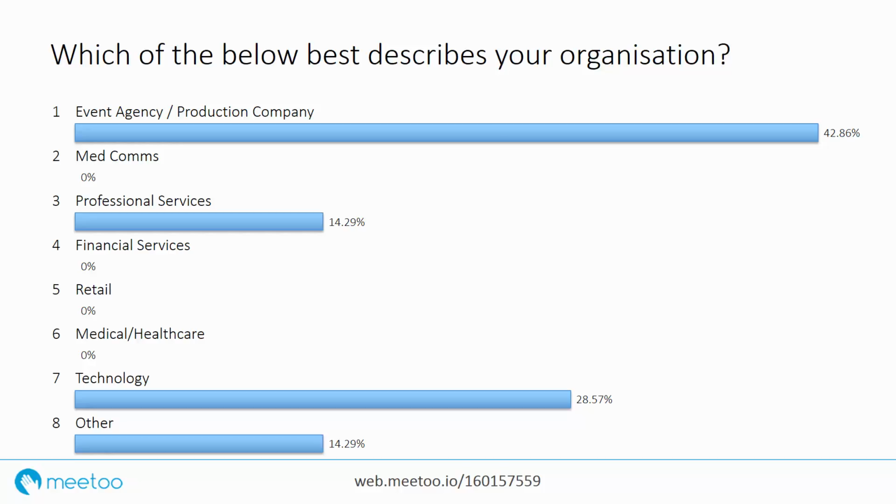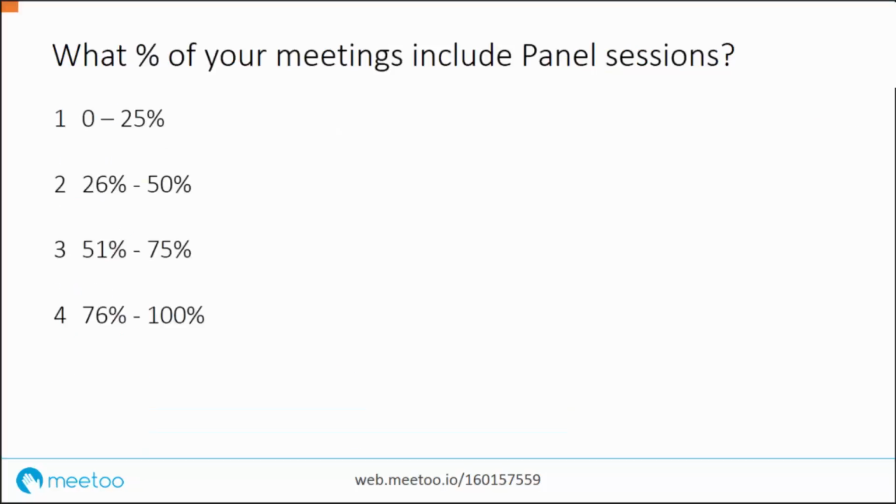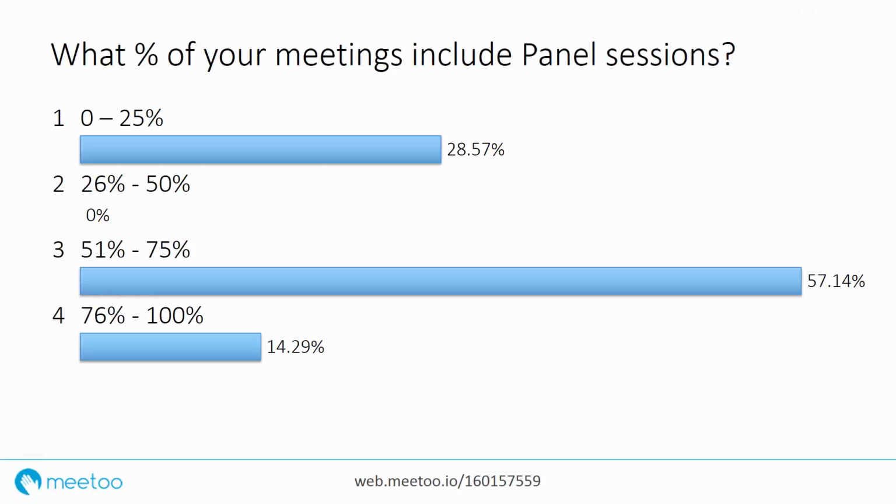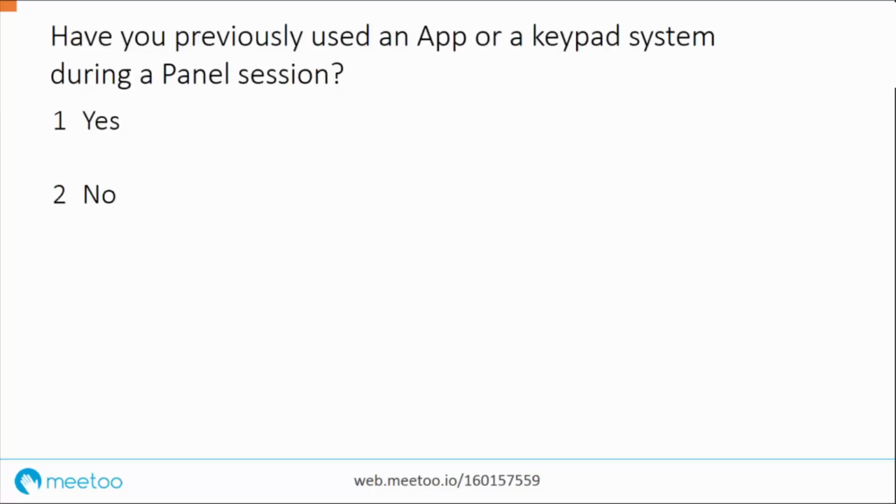Okay, so moving on. What percentage of your meetings include panel sessions? 0 to 25%, 26 to 50%, 51 to 75%, or 76 to 100%? Please vote now. Great stuff, thanks for that. Okay, so have you previously used an app or keypad system during a panel session? Yes or no? Please vote now.